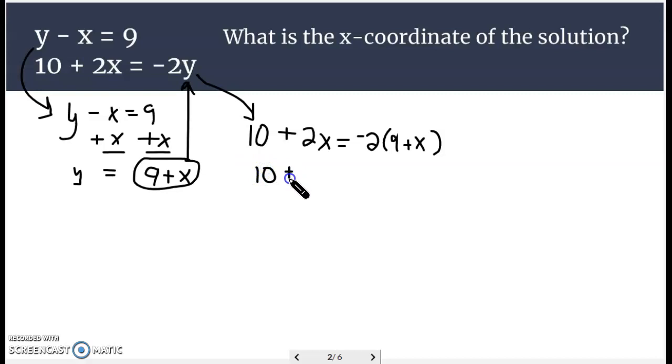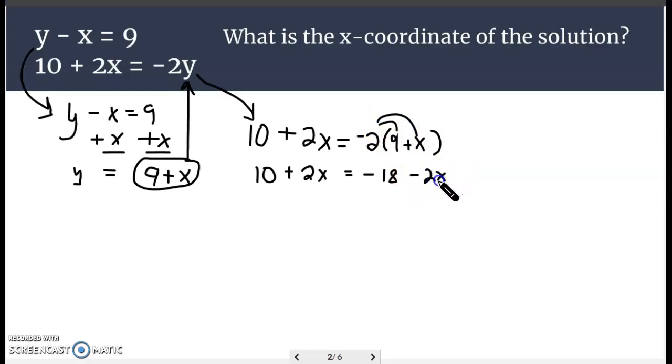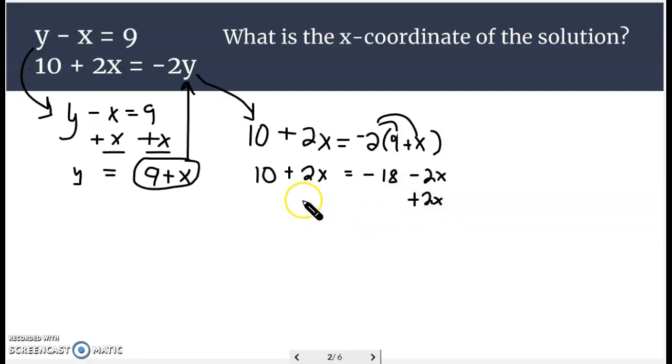Alright, let's simplify and solve this equation and figure out what the x-coordinate is. I'm going to distribute the negative 2 to the 9 and get negative 18. We're going to distribute negative 2 to x and get negative 2x. Now we're going to try to solve for x. Let's get all the x's to the left. I'm going to add 2x to both sides. I also need to get numbers to the right. So I'm going to subtract 10 from both sides. Subtract 10 here and here.